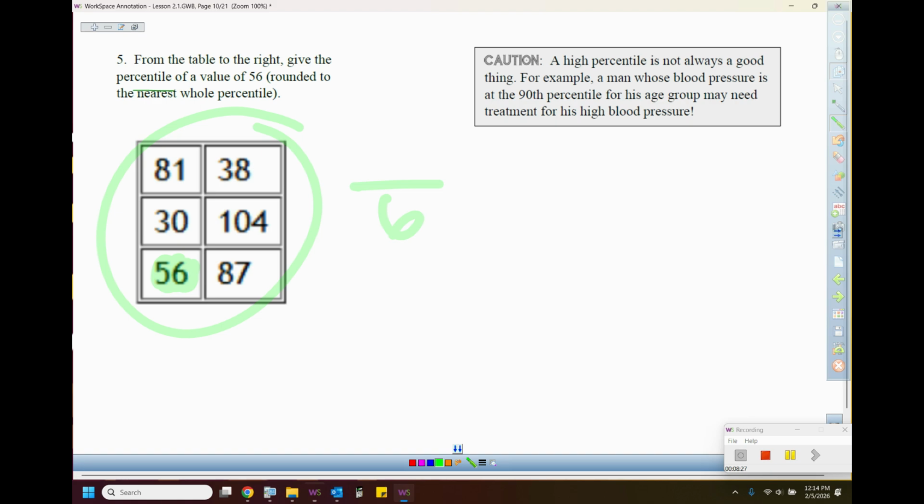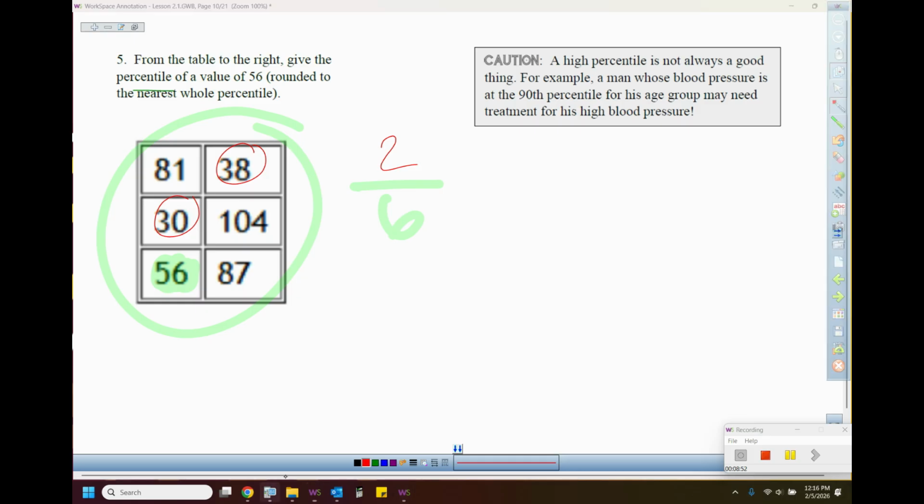They're not in numerical order, so you just have to count how many of them are lower than 56. So I feel that this guy is, that's it, right? Isn't there just 2 of them? So 2 were lower, because you don't count 56, right? You have to be lower than it, out of 6.